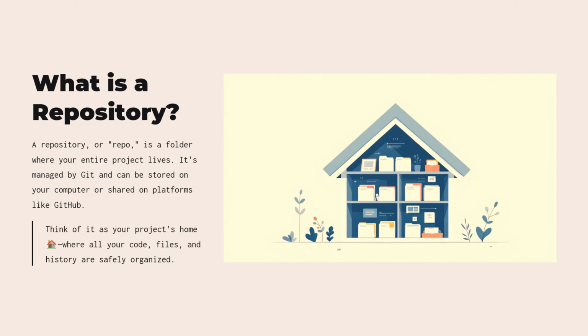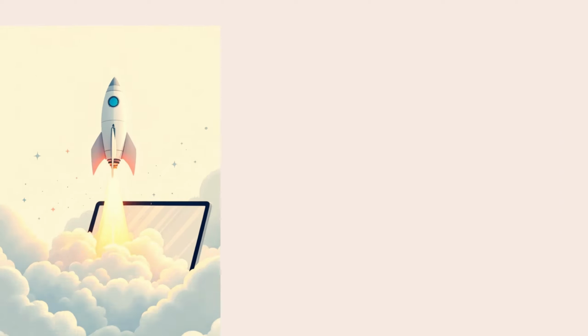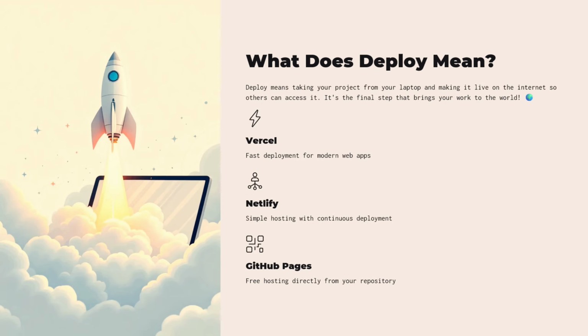Next terminology that comes is deploy. You build a website, it works on your laptop, cool, but no one else sees it. To make it live on the internet, you have to deploy it. Deploying is like taking your project from your laptop to the internet. Platforms like Netlify and GitHub Pages make it easy and help us deploy the project. So when you deploy your first project, it feels amazing.